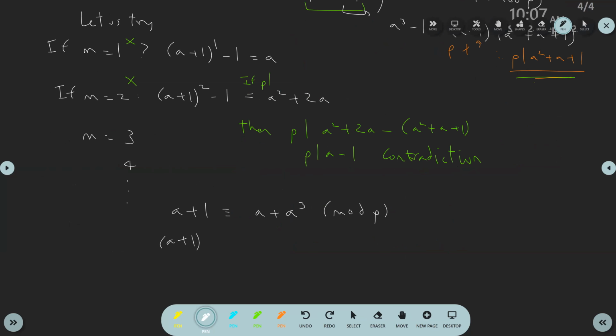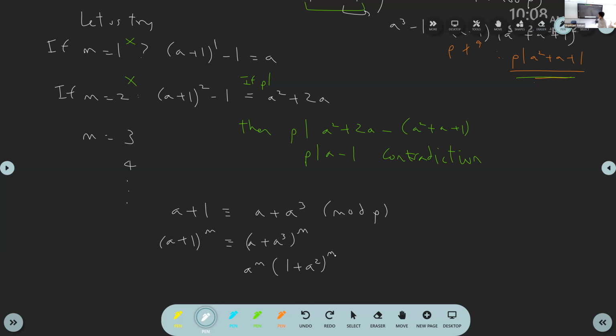Yes, sir. Okay. And then you can take out a common a. And then you have this is equal to a to the m times 1 plus a square to the m. Sorry, 1 plus a square, yeah. Yes, okay. And then we know 1 plus a square is like minus a mod p.